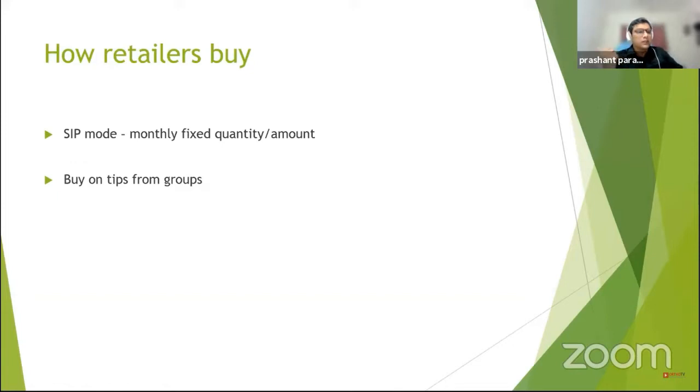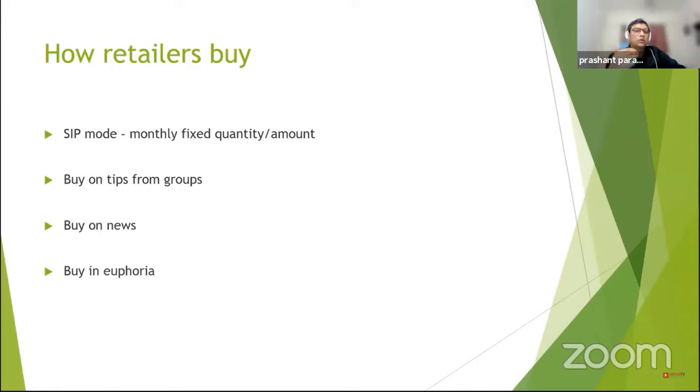The other method by which retailers buy is on tips from different groups. They see that somebody is promoting a share, saying it is likely to go higher. They have seen that the last 3 shares that person recommended went higher, so next time they buy on tips from that person. Then there is buying on news, like a pharma company coming out with a new molecule, which is good news, so many people try to buy that share. Or some company comes with a vaccine for corona and people try to buy at that level. So this is buying on news.